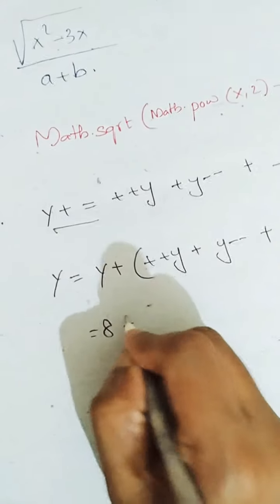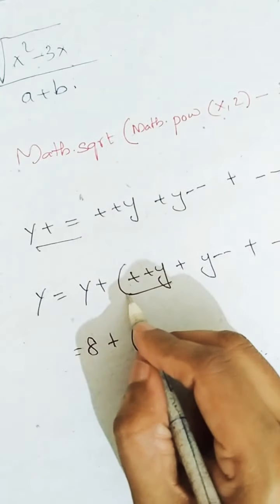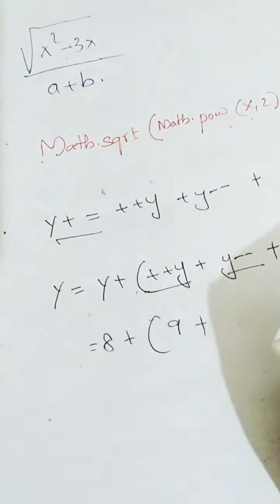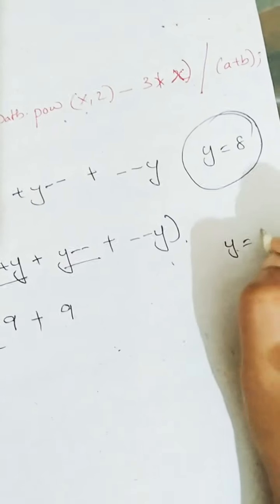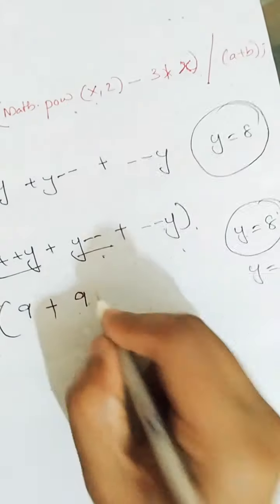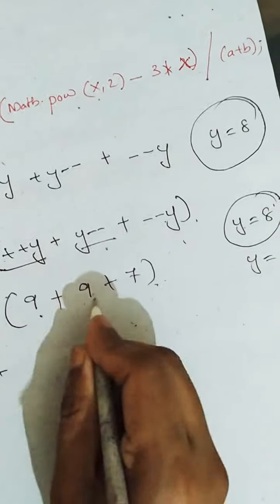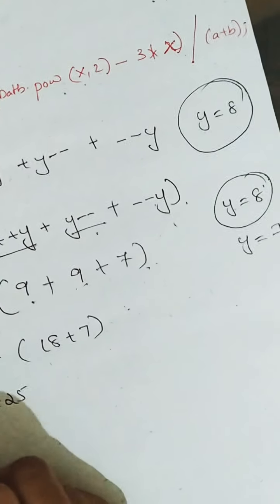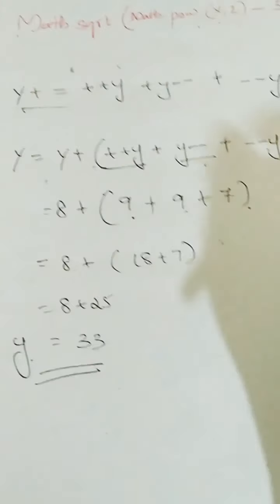Now we'll solve 8 plus, this is a prefix increment operator. So it will change the value and then use. So y becomes 9 plus, this is a postfix decrement operator. So it will use and change. So 9, y's value becomes 8 again, and it is again prefix decrement. So y's value becomes 7. So here plus 7 will come. So total is 8 plus 9 plus 9, 18 plus 7, that is 25. 8 plus 25, which is equal to 33. Your y value is 33. You have to solve like this.